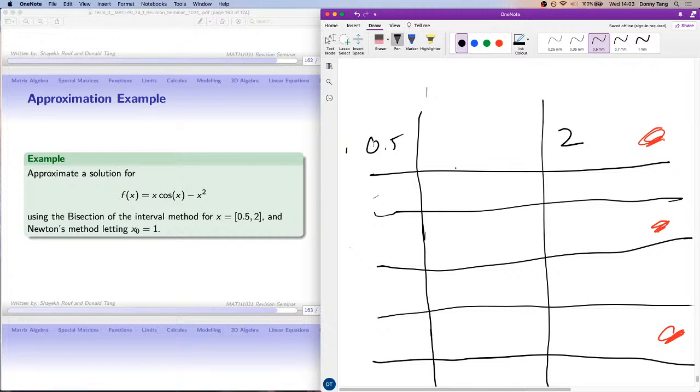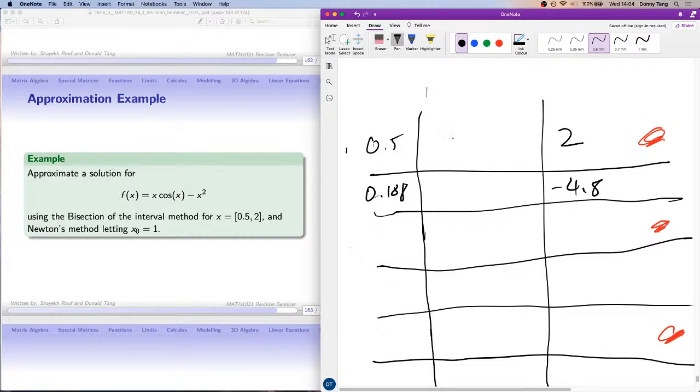For example, 0.5 times cosine 0.5 minus 0.5 squared. I plug it into the calculator, and that's going to give me 0.188. And I've already calculated the other value, which is negative 4.8.